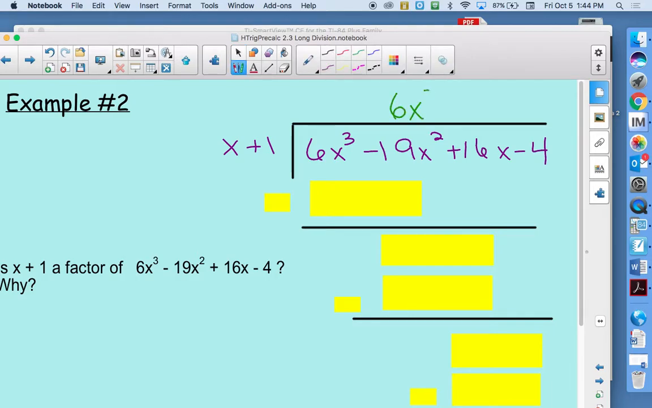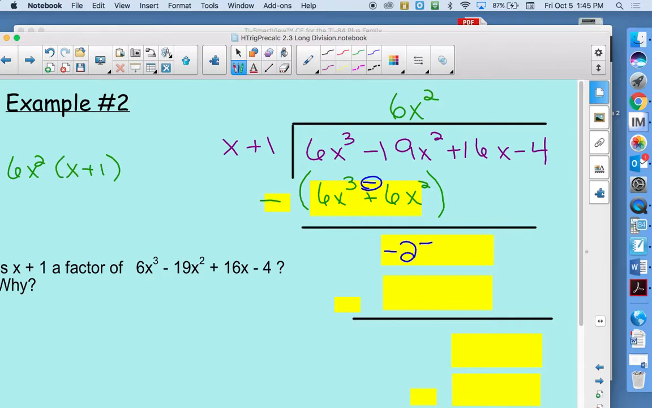So if we have x, we need to multiply it by 6x squared to make it 6x cubed. And if your first term doesn't eliminate, then that's a key that you didn't use the right number. So what do you get when you subtract the first two, Brandon? Negative 25x. Nice job. And then bring down the 16x, and then try again.